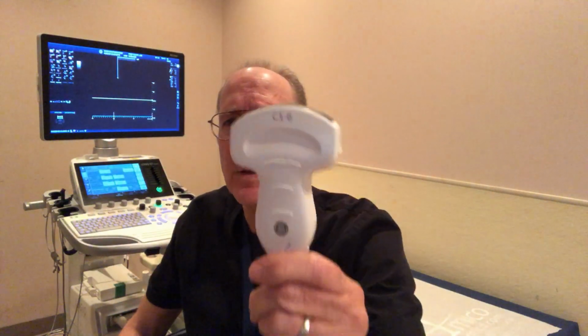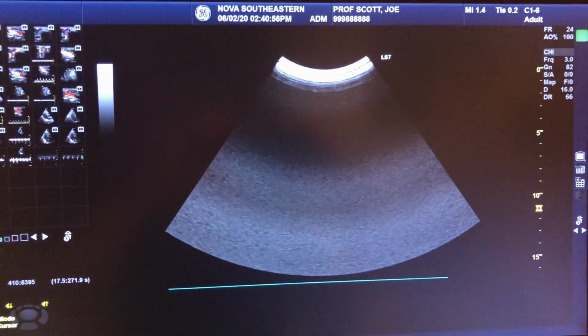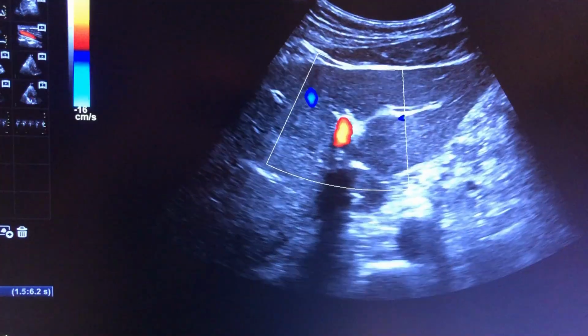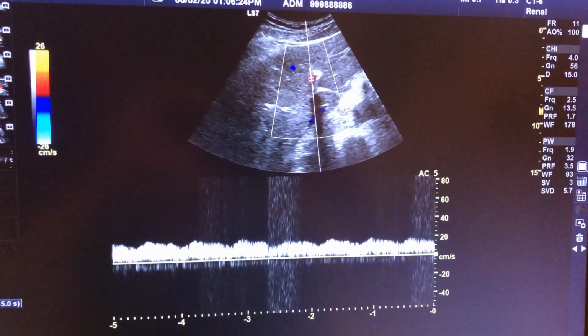In our lab we have curvilinear, linear, and sector. Let's start with the curvilinear. Technically, it's a convex probe. Its shape is a blunted sector. It's able to perform 2D, color flow, and pulsed spectral Doppler.